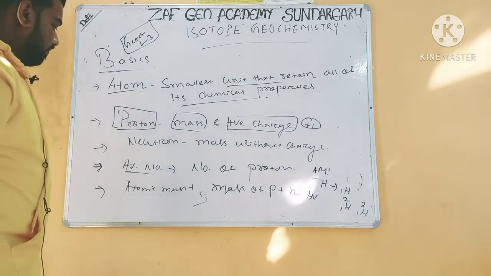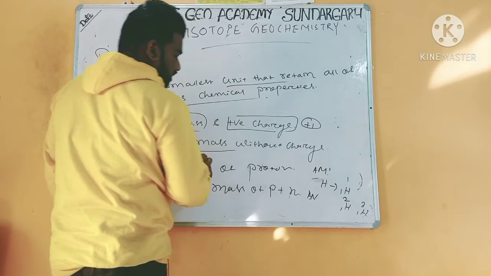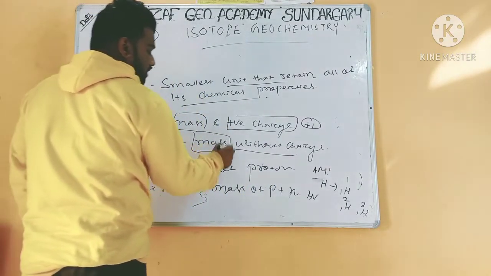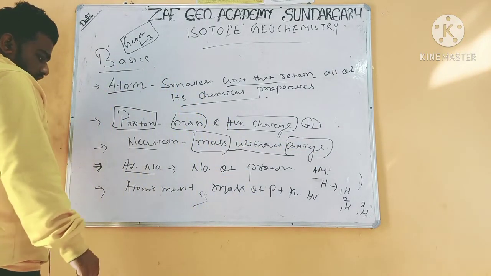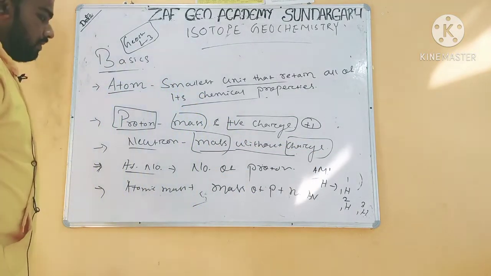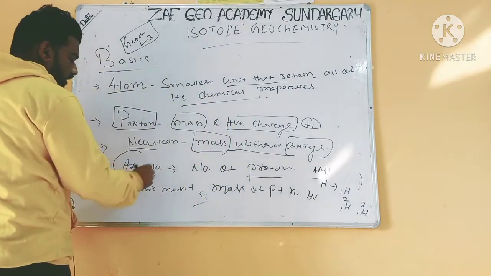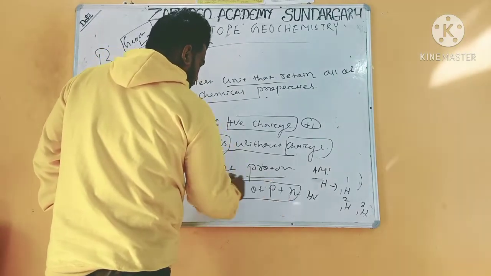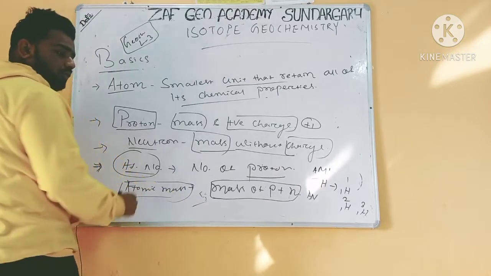Now neutron. Neutron is a mass without charge. So neutron possesses mass but it is chargeless, no charge. Neutral. Now atomic number. The number of protons is the atomic number of an element, and the mass of protons and the mass of neutrons together constitute atomic mass.